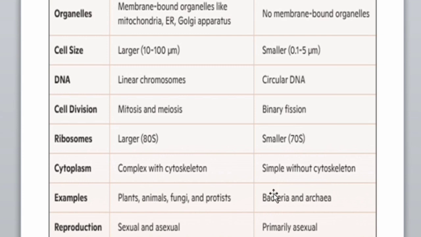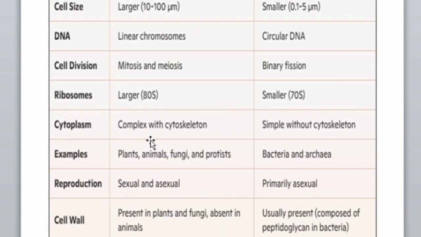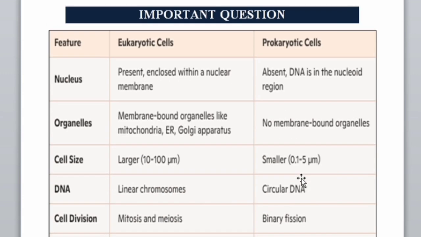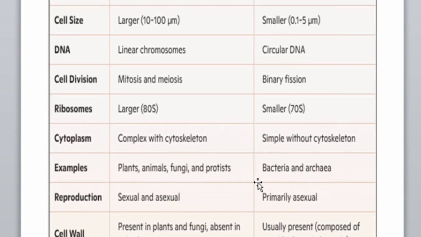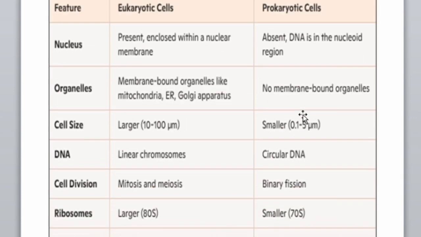Now let's see the examples. The examples of eukaryotic cells are plants, animals, fungi, protists, whereas prokaryotic cells include bacteria, archaea. The reproduction in eukaryotic cell may be by sexual way or asexual, whereas in prokaryotic cell the reproduction is mainly by asexual. You have seen above that they divide by binary fission.